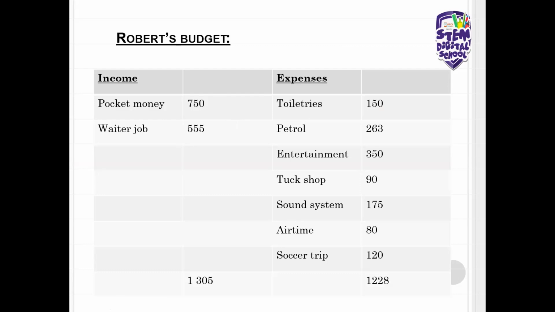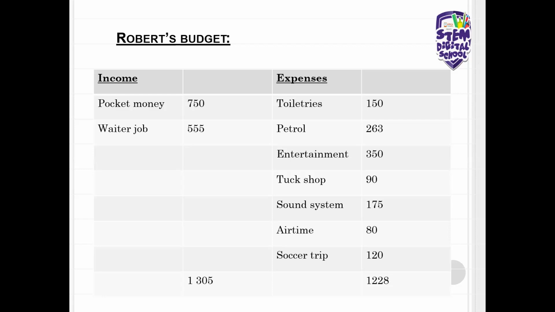So again, if we look at the total of the income, it is 1,305 Rand, and the total of the expenses is 1,228. So what do you see here if you compare? That his income is a little bit more than his expenses. That is good, because it means he can pay for everything. But still, you can't really save because the difference is not too much. So what I will say is also that Robert needs to start to use less expenses.